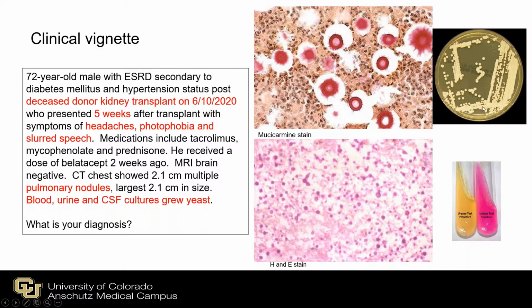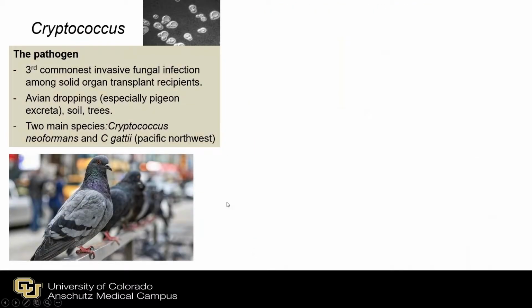This is how the colonies of this yeast grow on Sabouraud's dextrose agar medium, which is a routine fungal medium. They are smooth and creamy, and it is urease positive. So the diagnosis is Cryptococcus. This is the third commonest invasive fungal infection among solid organ transplant patients. It has been historically associated with avian droppings, especially pigeon excreta, but it's also found in decaying plant and soil matter and trees. There are two main species, Cryptococcus neoformans and Cryptococcus gattii.